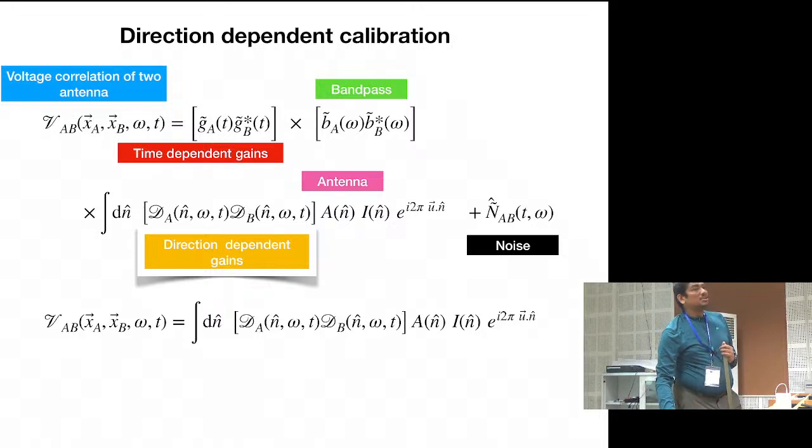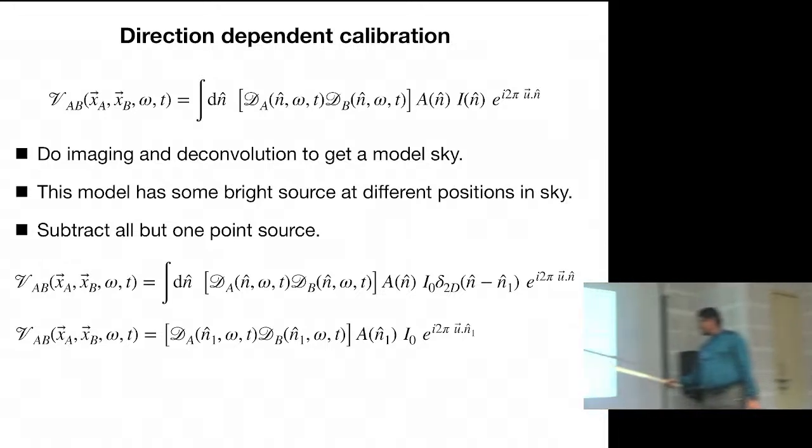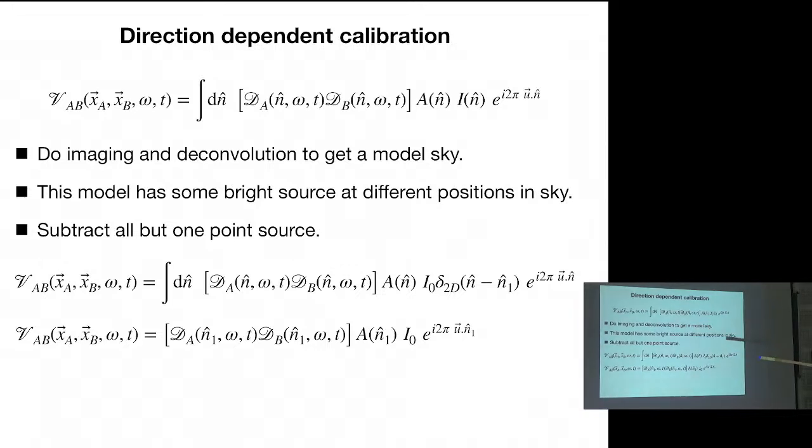So I need to know how to calculate the direction dependent gain. So what we do is the following. First, this we have done: do imaging and deconvolve for a model sky. You have a kind of idea about what the sky is. There are these errors, but remember all the other errors we have taken care of, so all the other gains. So you have a kind of idea.